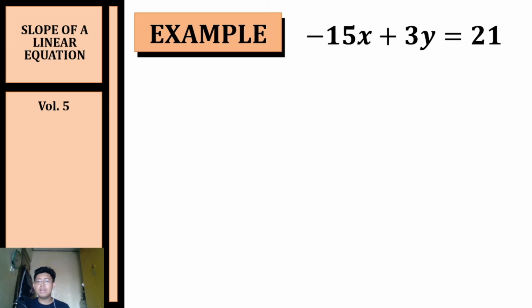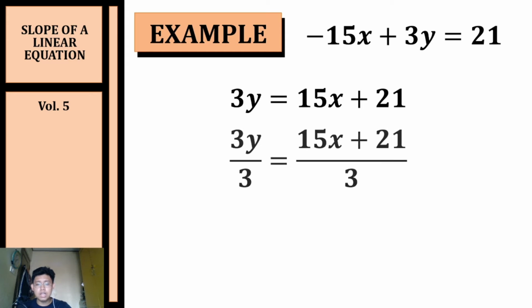For example, we're going to get the slope of this linear equation. The first thing we need to do is convert this to slope-intercept form by isolating the variable y. So we transfer negative 15x to the other side of the equation using the addition property or subtraction property. Transferring negative 15x to the other side, we change the sign. So we have 3y is equal to 15x plus 21. Now we need to remove the numerical coefficient of y by dividing both sides by 3. Dividing both sides by 3, we get y is equal to 5x plus 7.